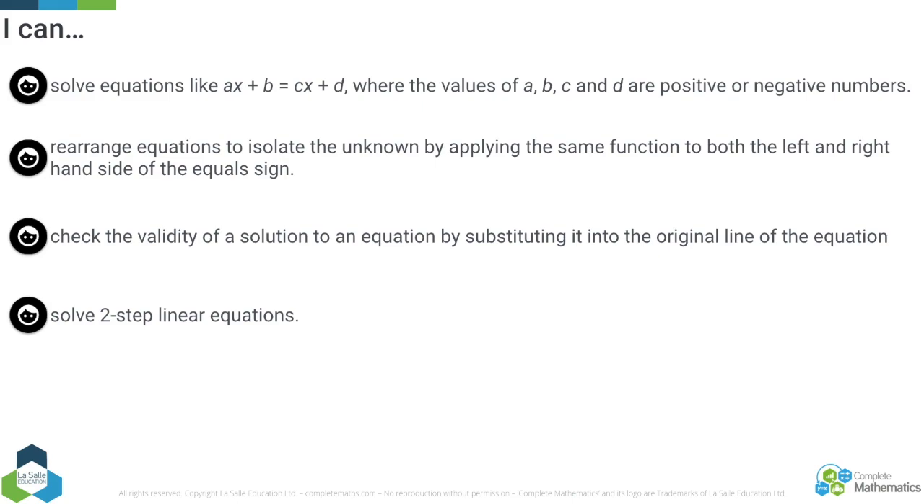As part of solving equations with unknowns on both sides, we have to ensure that we can already solve two-step linear equations. So maybe at this point, if you're unsure whether you can do that or not, go back and check the objective that is named two-step linear equations.